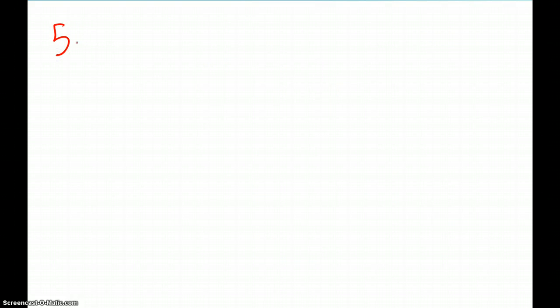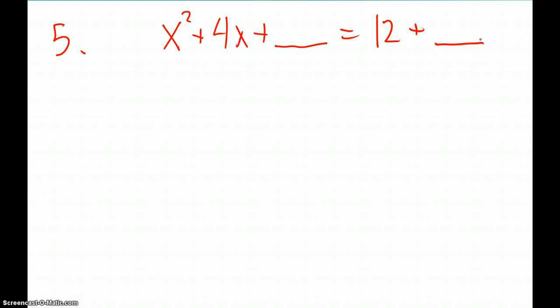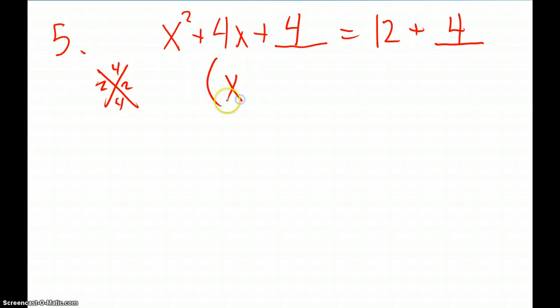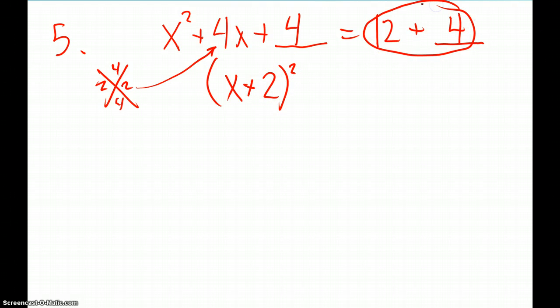Number 5. x squared plus 4x plus something equals 12 plus something. Okay, chop this in half, we get 2. Square it, we get 4. If I add something to one side, I got to add it to the other side. So what multiplies to 4 and adds to 4, that's going to be 2 and 2. So when I write this right here, again, it's always what I just chopped in half. So I've got x plus 2, I'm going to call it a square. This side, I just do what it says. That side, I get 16.